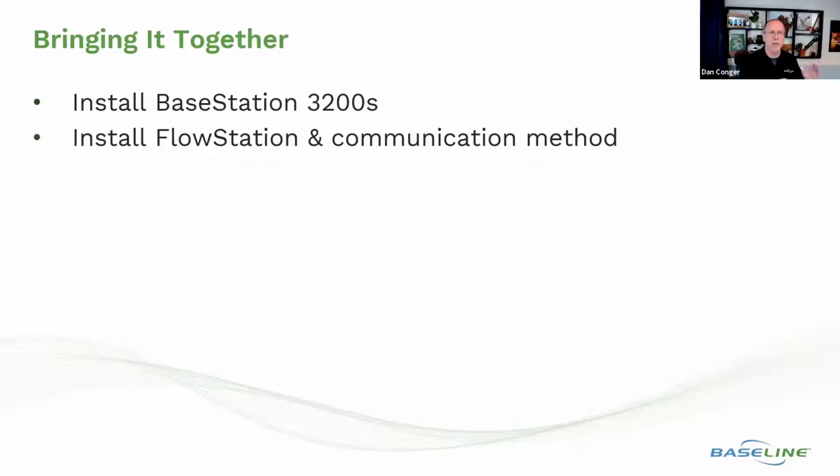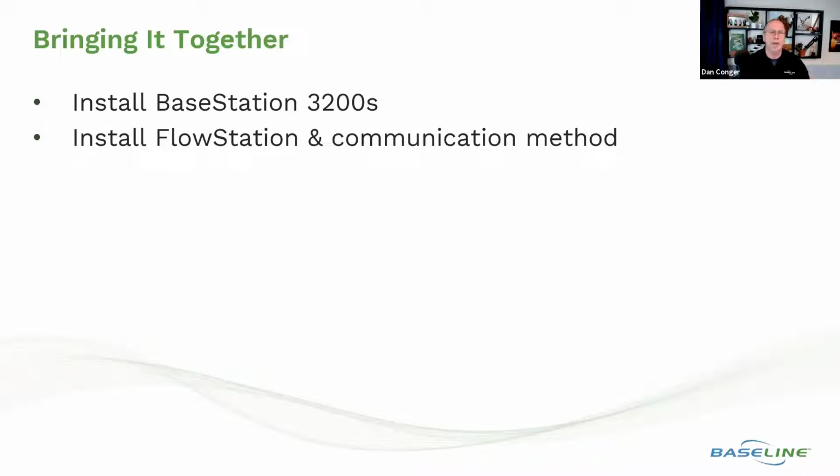Yeah. Okay, so then we're going to want the FlowStation installed somewhere on site, but then we need a communication method. We need some way for the base station 3200s and the FlowStation to communicate and to share information, because really this is going to be moving data back and forth, and we want to do this in real time. So there are multiple communication methods, right? It could be Ethernet, it could be Wi-Fi, cell, or Ethernet radio.